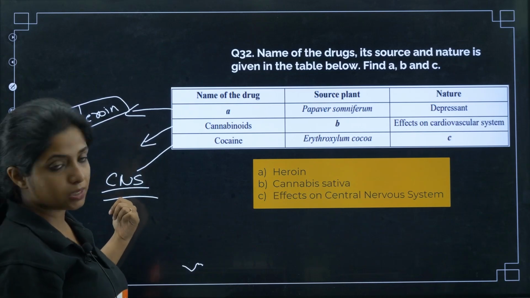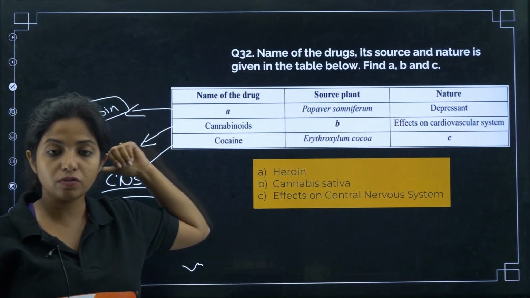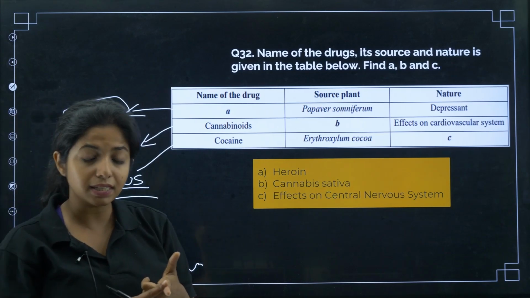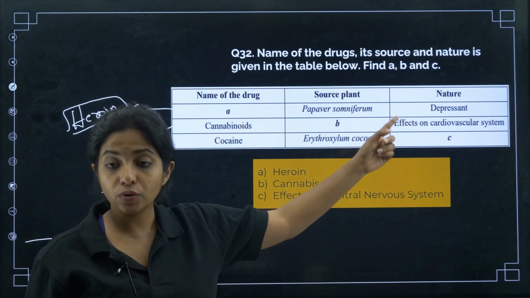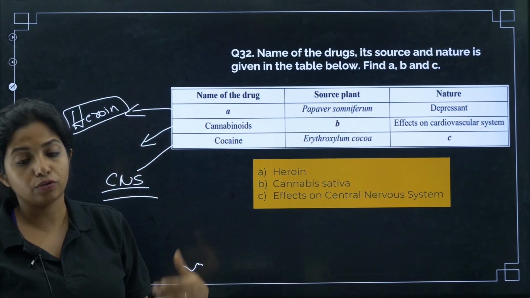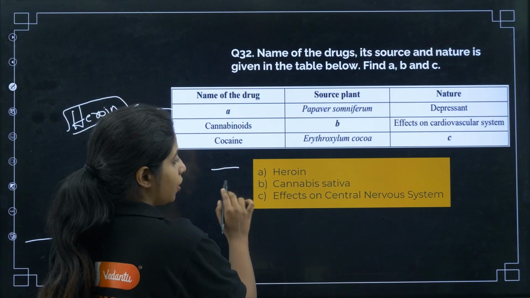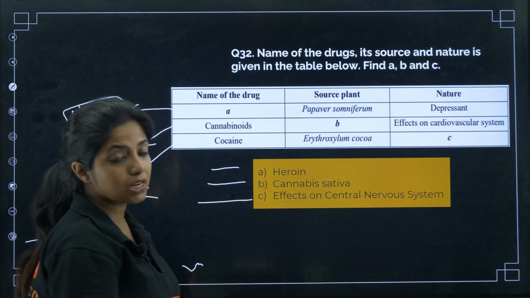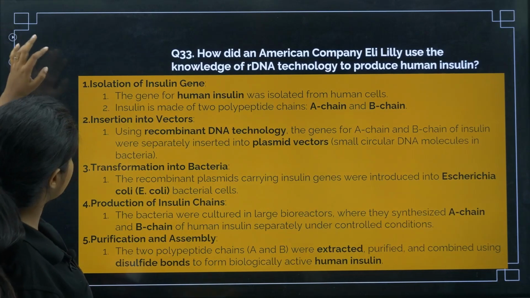The central nervous system. So over here, the drugs from Papaver somniferum, heroin and morphine, are going to affect the CNS as well as the gastrointestinal tract. Cannabinoids are going to affect the cardiovascular system, and cocaine is again going to affect the CNS. So your answer becomes heroin, Cannabis sativa, and effects on the central nervous system. Central nervous system means your brain, your spinal cord, everything.